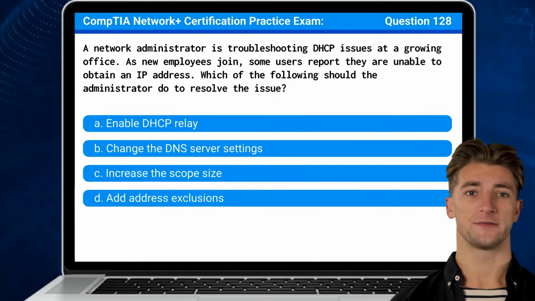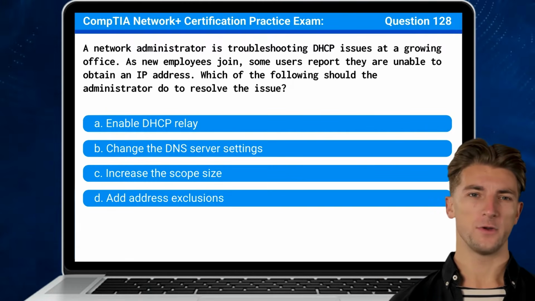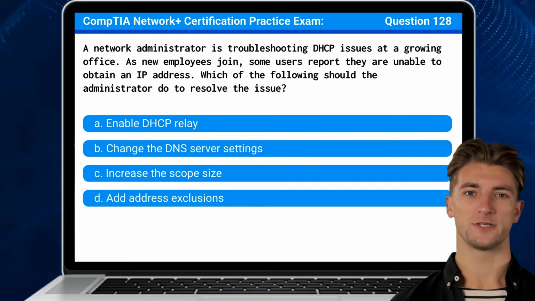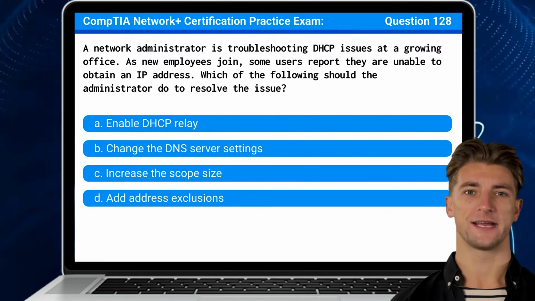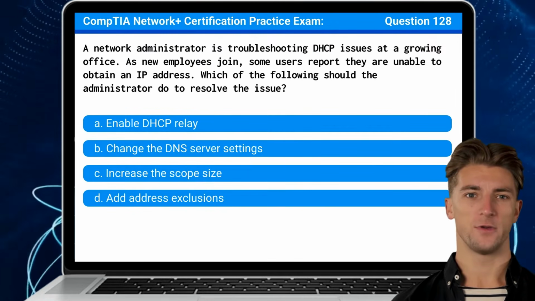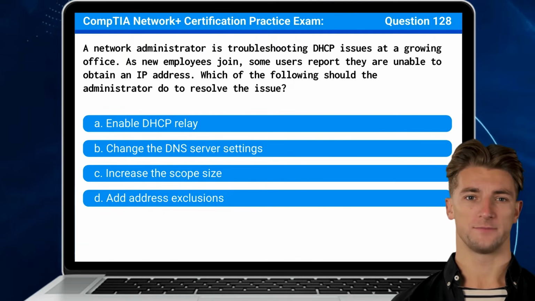Question 128. A network administrator is troubleshooting DHCP issues at a growing office. As new employees join, some users report they are unable to obtain an IP address. Which of the following should the administrator do to resolve the issue?